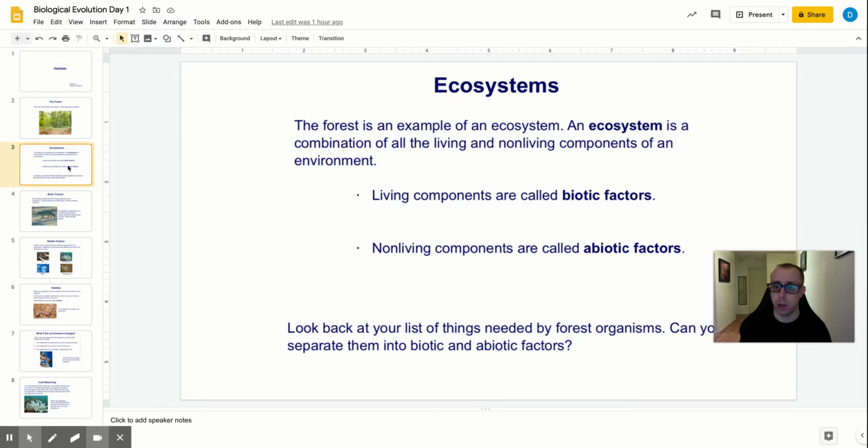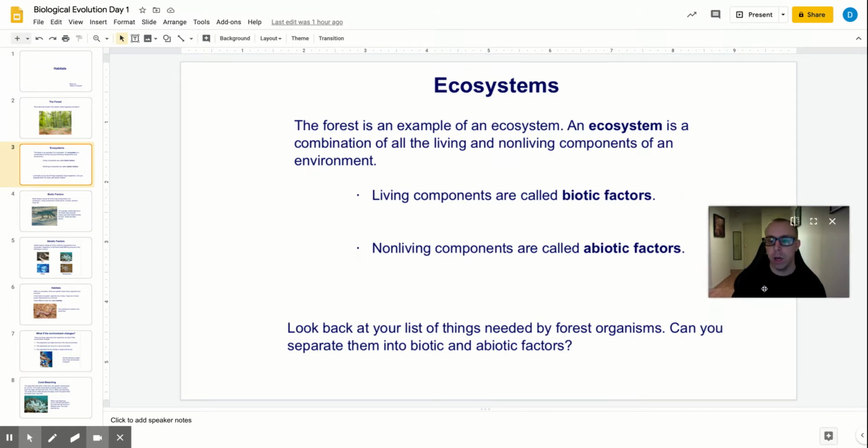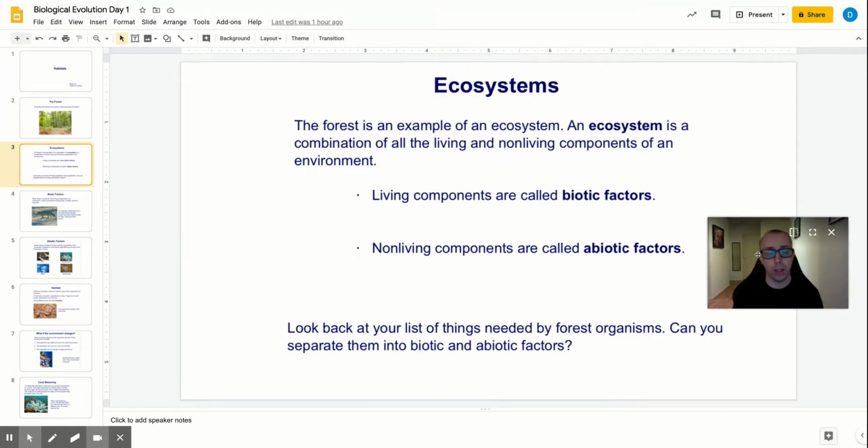Living components are called biotic factors, and non-living components are called abiotic factors. Biotic comes from the word biology. Bio means living. The study of life is biology. So whenever you see bio, that means life. Think about a biography. It's a book about someone's life, and biology is the study of life. So abiotic means not living. Another abiotic factor is water. Water is a naturally occurring substance, but it is not living.